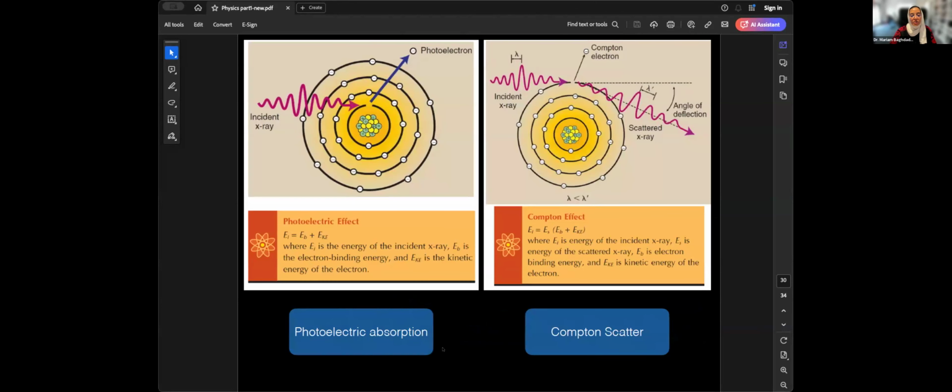So let's just look at this in a somewhat more organized way. Photoelectric effect is basically where the energy of the incident X-ray equals the electron binding energy plus the kinetic energy of the electron. So what happens is that it goes in and it is completely absorbed by this particular atom. With the Compton scatter, what happens is just one of these electrons is removed, and the direction changes and the energy changes.